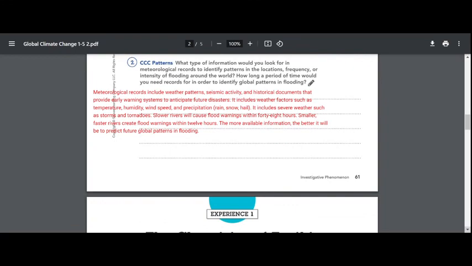So, meteorological records include weather patterns, seismic activity, and historical documents that provide early warning systems to anticipate future disasters. It includes weather factors such as temperature, humidity, wind speed, and precipitation, such as rain, snow, or hail. It includes severe weather such as storms and tornadoes. Slower rivers will cause flood warnings within 48 hours, and then smaller, faster rivers create flood warnings within 12 hours. The more available information, the better it will be to predict future global patterns in flooding.